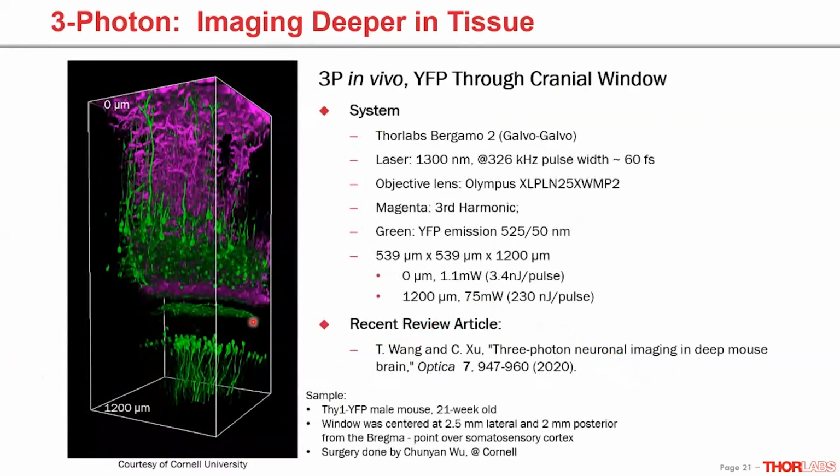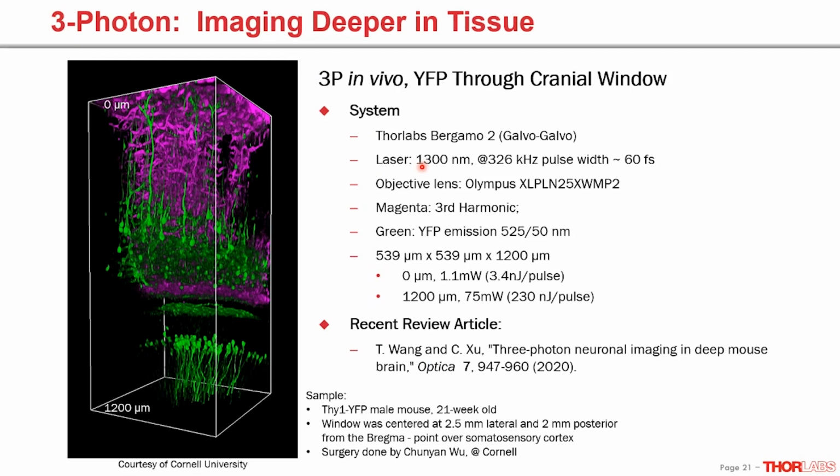Shown here on the left is a 3-photon image of a mouse cortex in vivo that was imaged through a cranial window, courtesy of Cornell University. And the thing to point out is even at 1.2 millimeters, you still have a good signal to background ratio. This was taken on a Thorlabs Bergamo 2 Galvo system.